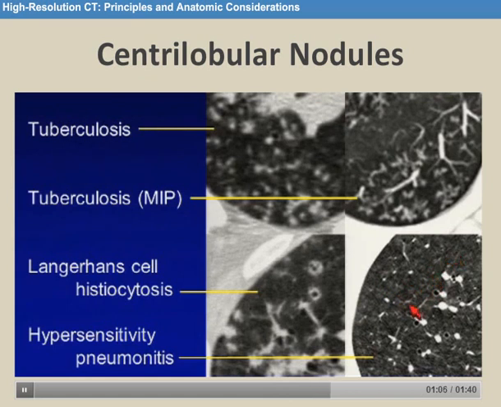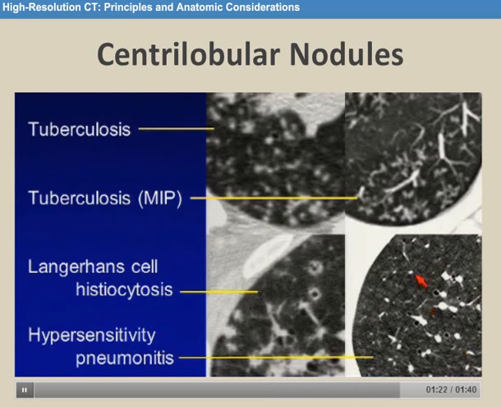This appearance is most commonly encountered in patients with either respiratory bronchiolitis and a heavy smoker, for instance, or a person with subacute hypersensitivity pneumonitis. And you may be the first person to raise that possibility if you can recognize these ground glass centrolobular nodules.